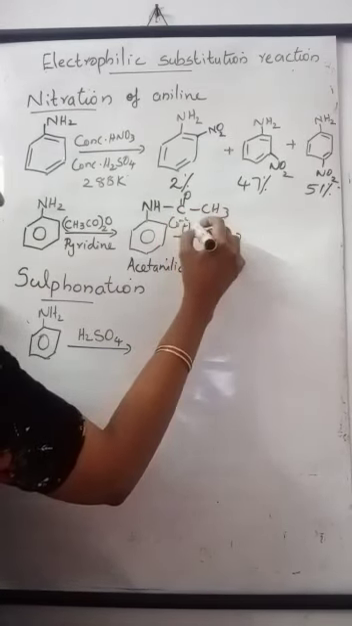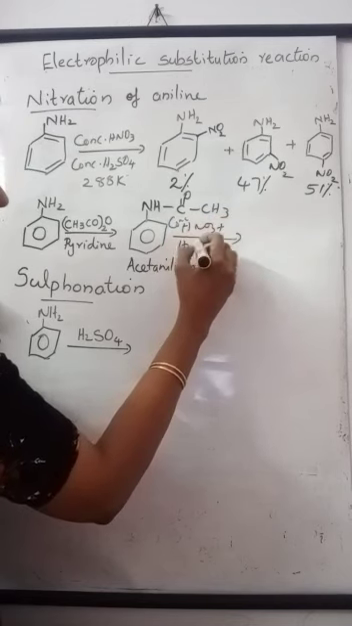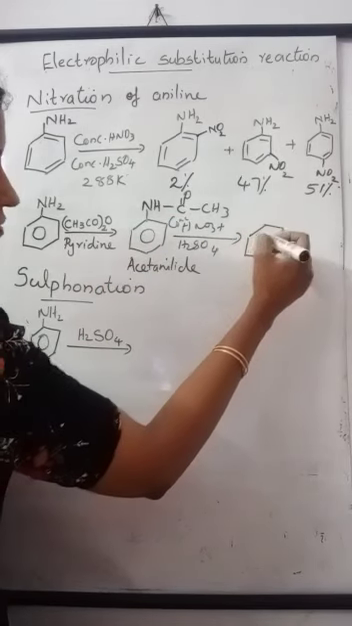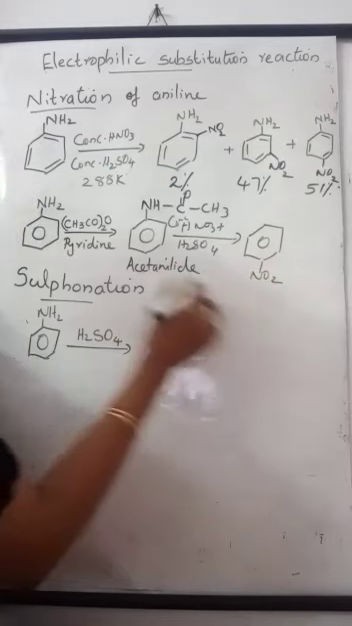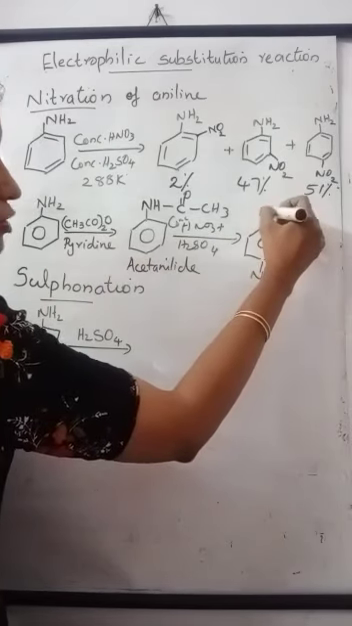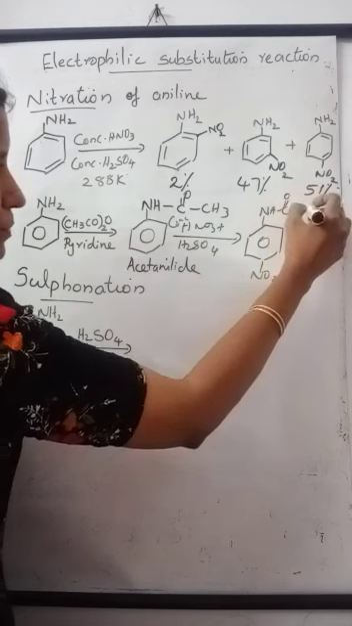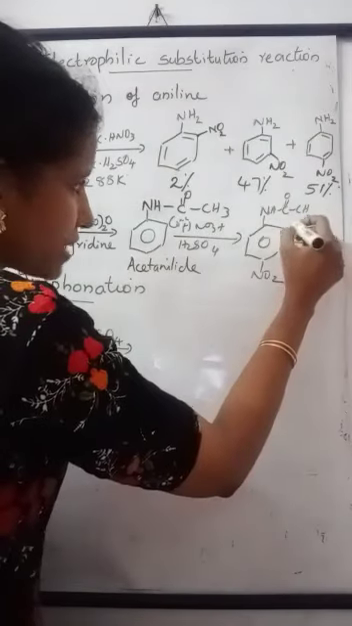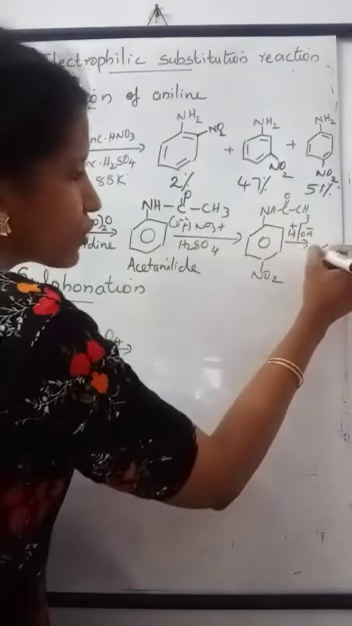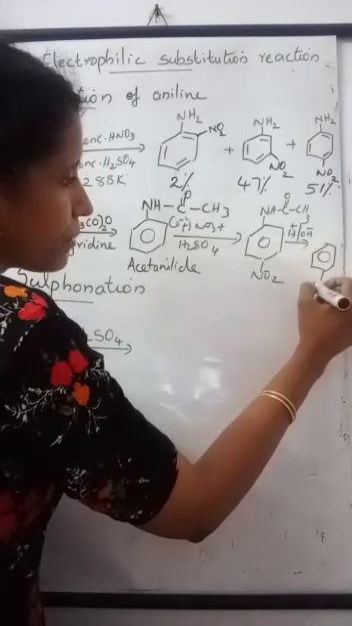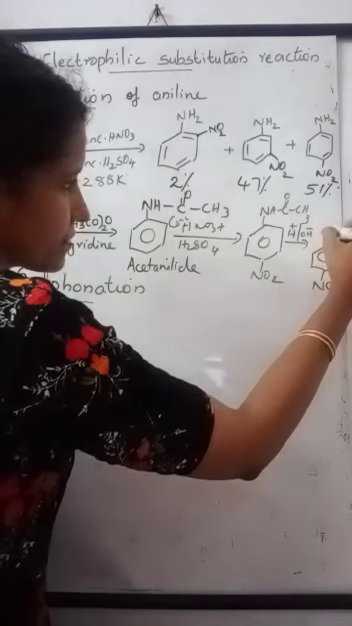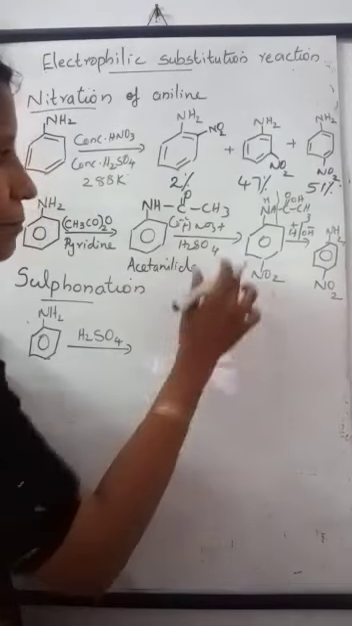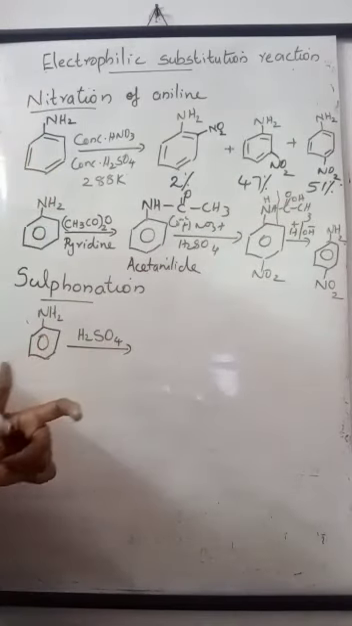This acetanilide on nitration with concentrated HNO3 and H2SO4 will give the paranitro product as the major product. The nitro group is substituted in the para position. Paranitro acetanilide will be obtained. This paranitro acetanilide on hydrolysis, acidic or alkaline hydrolysis, would give the product paranitroaniline. Hydrolysis takes place here, hydrogen is added here, OH group here, and we get paranitroaniline, and an acetic acid molecule will be released.